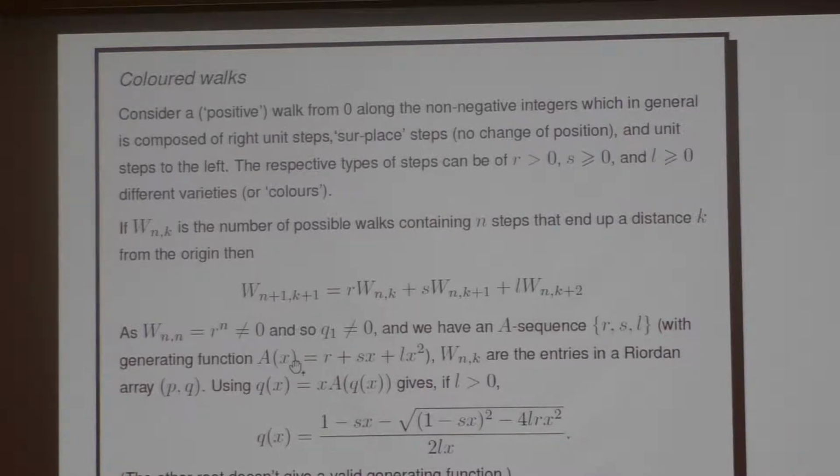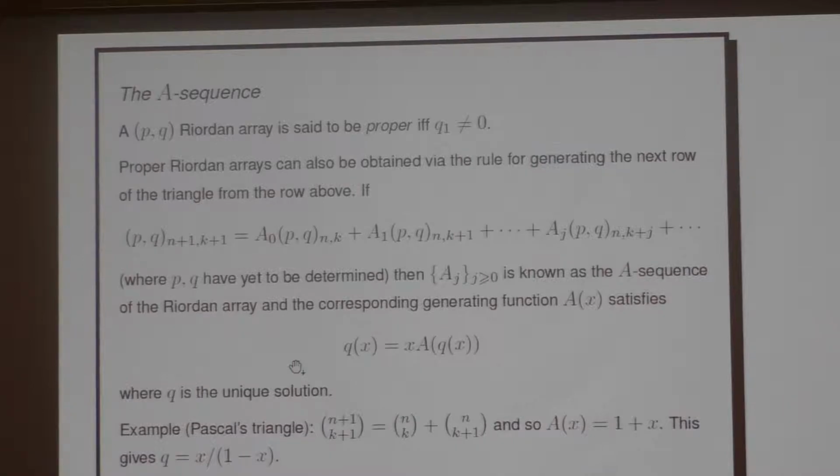I guess that's the logic. Otherwise, how do you say what the entries are? So as long as you have an A sequence and a Z sequence, then you can get P and Q uniquely.